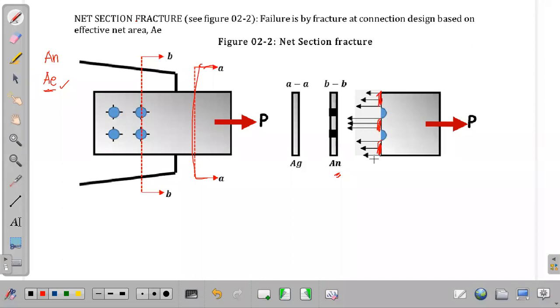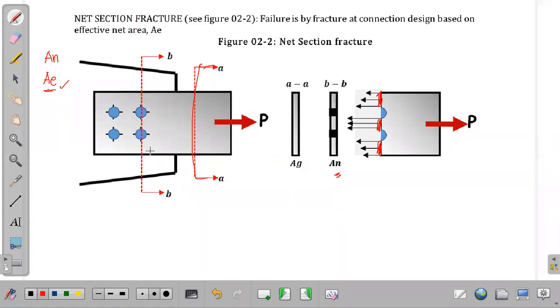So kailangan nating i-subtract yung area occupied by the hole. So standard hole. So basically, yung net area natin mas maliit kaysa doon sa ating gross area.